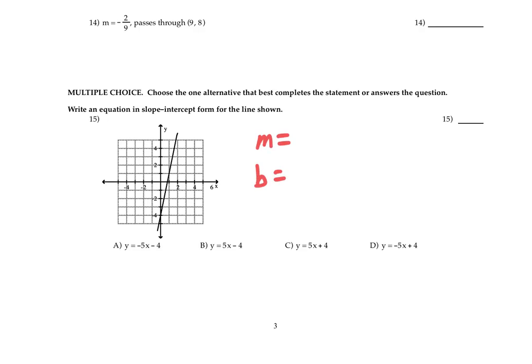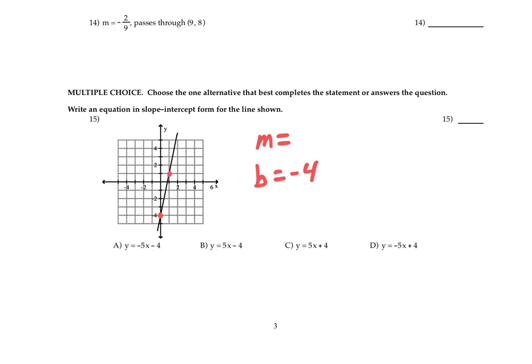15, if you look at all 4 choices, once again, we're putting it in slope-intercept form. I've got to find m. I've got to find b. b should be pretty easy. Where does it cross the y-axis? And then we've got to find our slope.